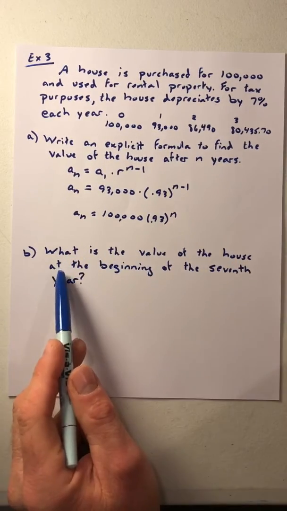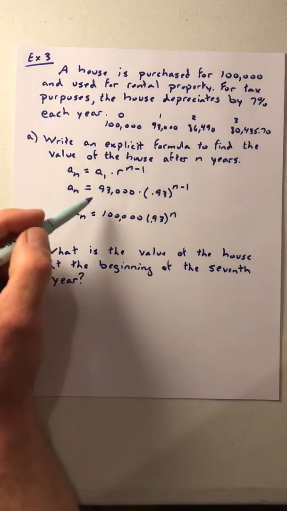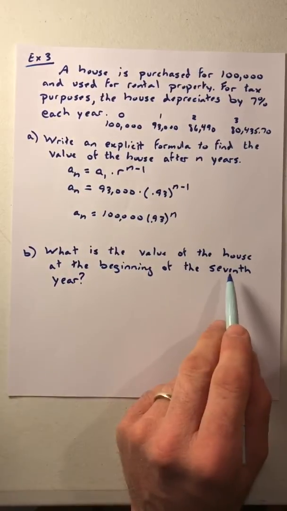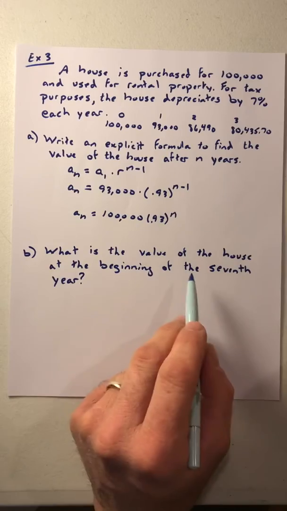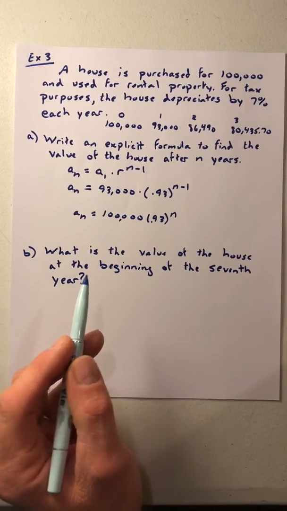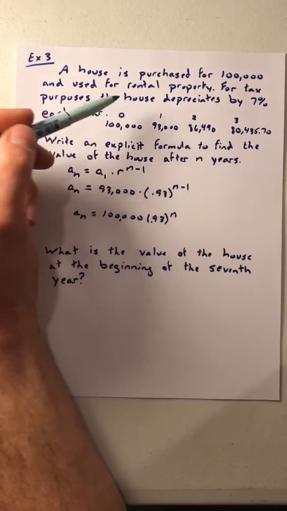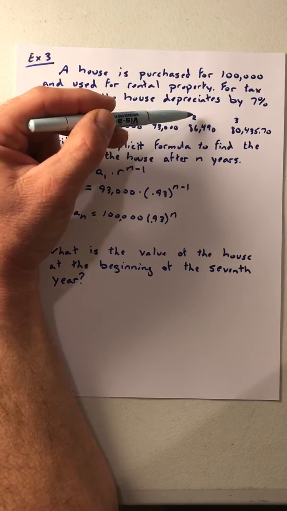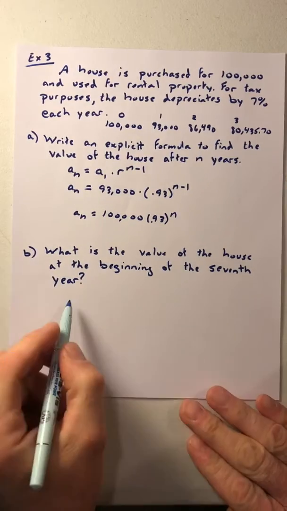What is the value of the house at the beginning of the 7th year? This brings up a couple of questions. One, which equation do we use? And it doesn't matter, we can use either one. But what about the beginning of the 7th? The beginning of the 7th was actually the end of the 6th. And our equation tells us something about the end, or after n years. So after 1 year is really the beginning of year 2. It's kind of like the end of January is the beginning of February, kind of thing that we talked about earlier in the year.